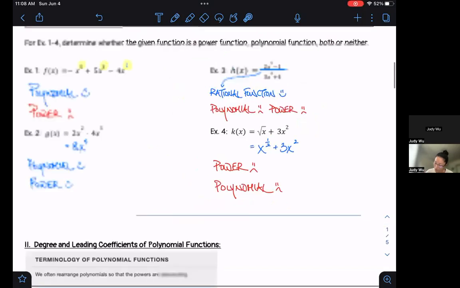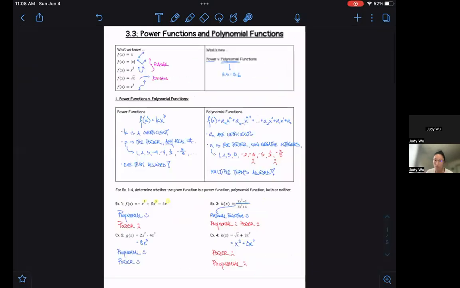All right, folks, let me zoom out so we can get this whole page on one screen real quick for you. But that is our 3.3 part 1. Come on back here for part 2.